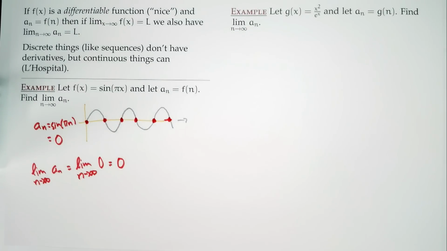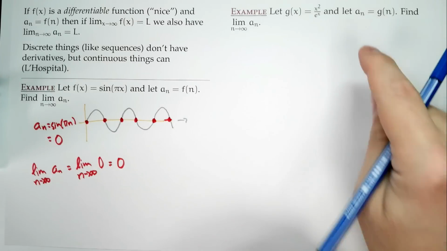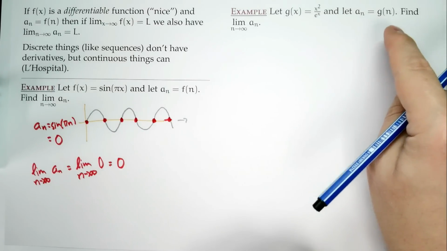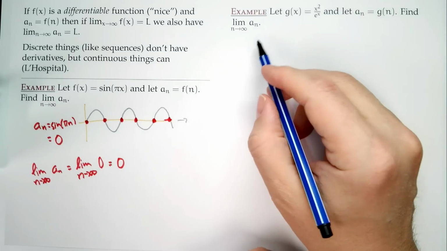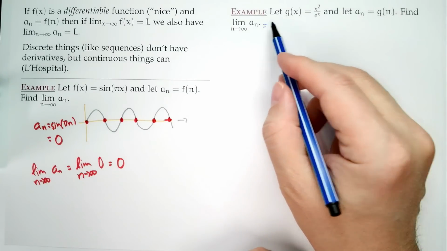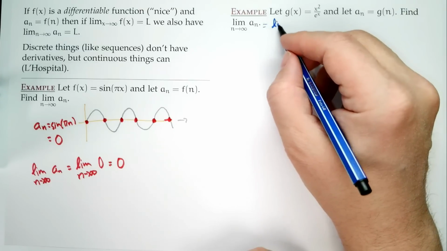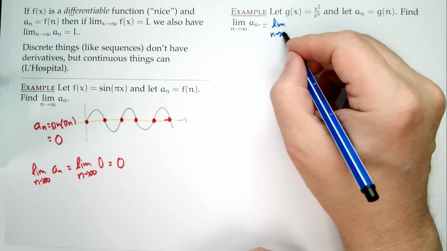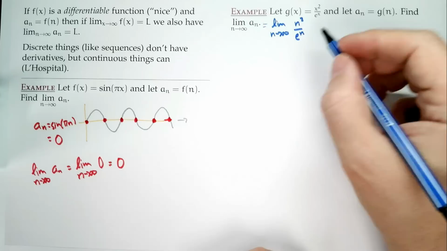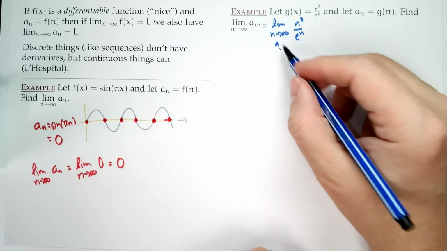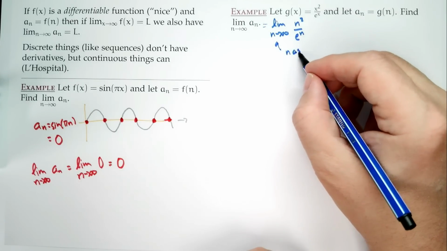All right, well, let's try another problem. Let g of x be the function x squared divided by e to the x. And a sub n is just g of n. So, what are we looking for? Well, we're really looking for the limit as n goes to infinity of n squared over e to the n. But the key here is we're thinking of n as a whole number.